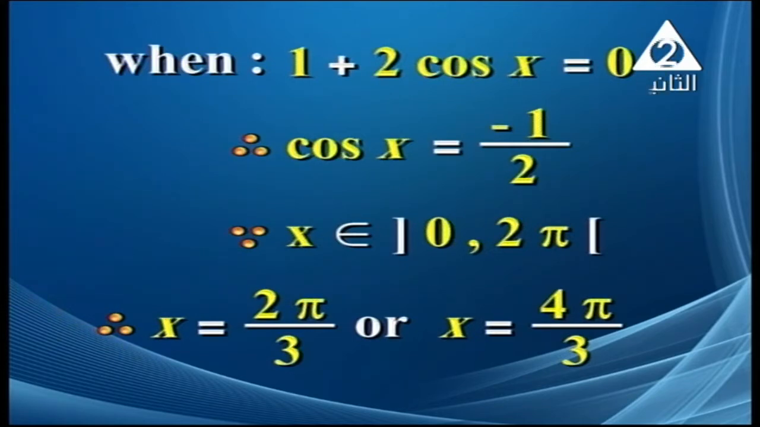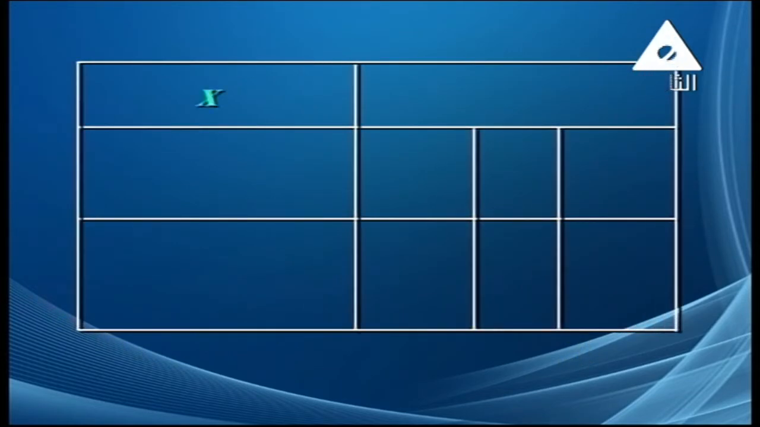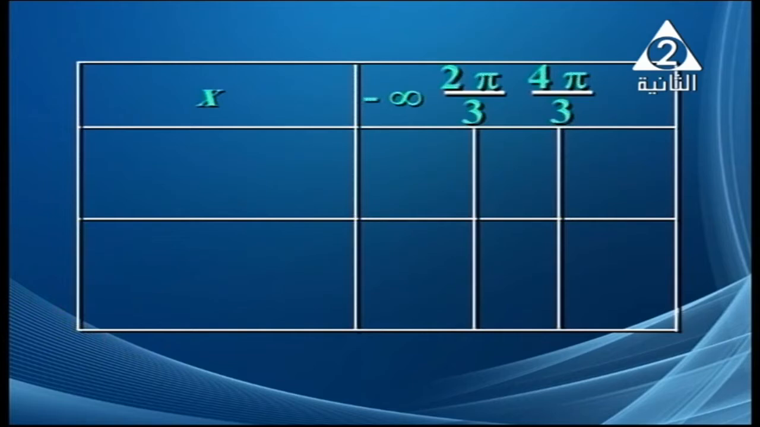Remember, my dear student, x belongs to the open interval 0 to π. 120 or 2π over 3 lies in the second quadrant, and 4π over 3 in the third quadrant. My dear student, we obtain a table. This table consists of 3 intervals. From negative infinity to 2π over 3, the first interval. Second interval, from 2π over 3 to 4π over 3. Third interval, from 4π over 3 to infinity.